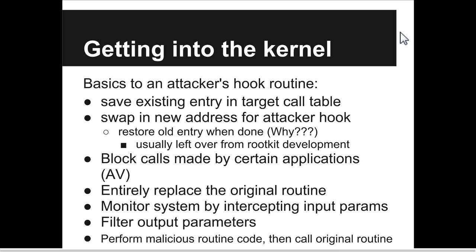Using hooking, the next step is to block any calls made by certain applications. Rootkits do this to prevent antivirus from inspecting call tables and discovering them. And then the most important step is to entirely replace the original routine with your own code that you've now pointed the call table to. Your code could be something as simple as write all the keystrokes to a new file and then send that out every now and then to your malicious computer.